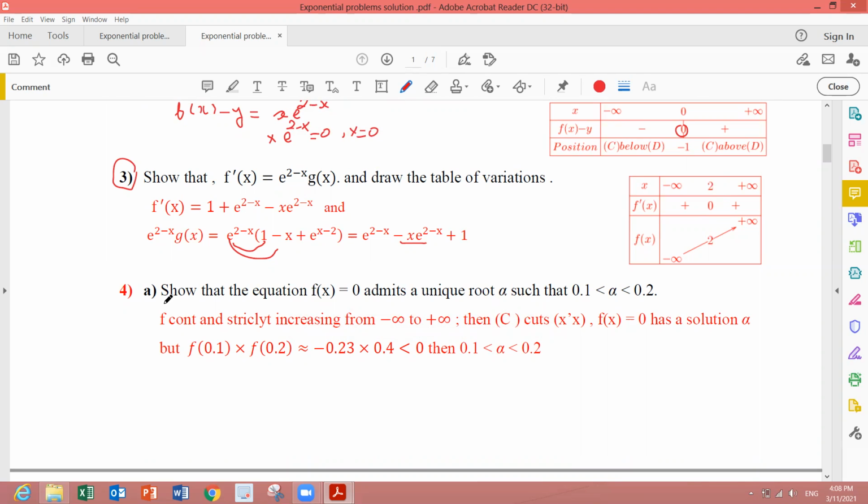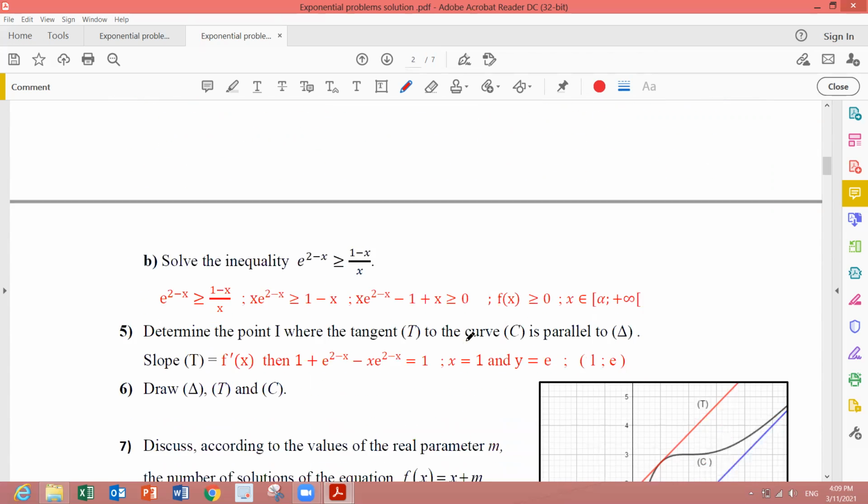Part 4. Show that the equation f(x) equals 0 has a unique root alpha between 0.1 and 0.2. f is continuous and strictly increasing, then C cuts the x-axis, so f(x) equal to 0 has one solution alpha. f of 0.1 is minus 0.23, which is negative. f of 0.2 is 0.4, which is positive. Means alpha is between 0.1 and 0.2.